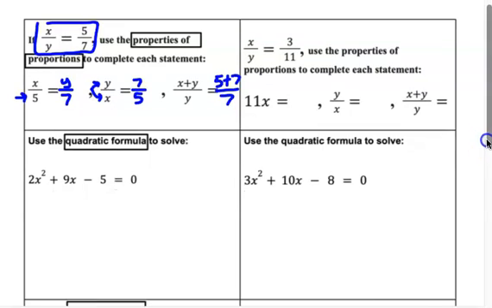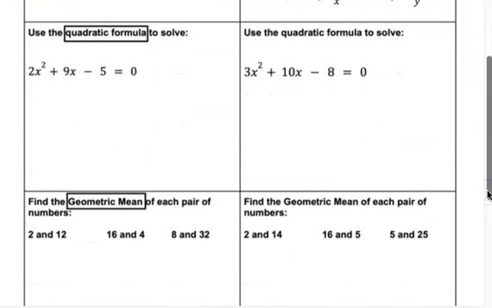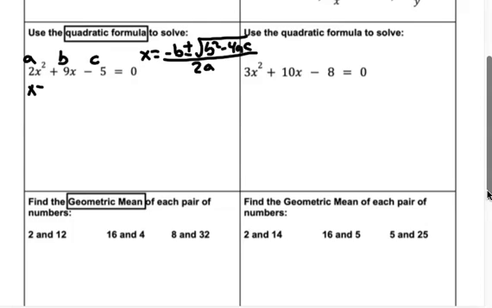Okay, next, quadratic formula. First thing to do with the quadratic formula, a is 2, b is 9, c is negative 5. Maybe we should write down what the formula is. Not something that you'll need to have memorized because we have note cards on tests. So we have what we need. We're going to go to the plug-in step.